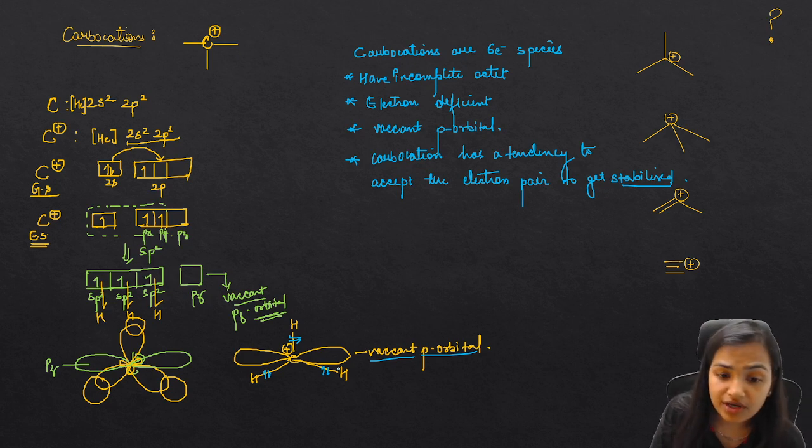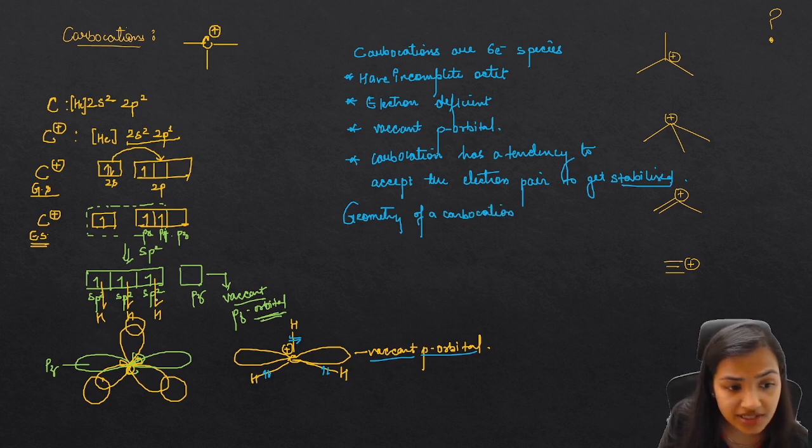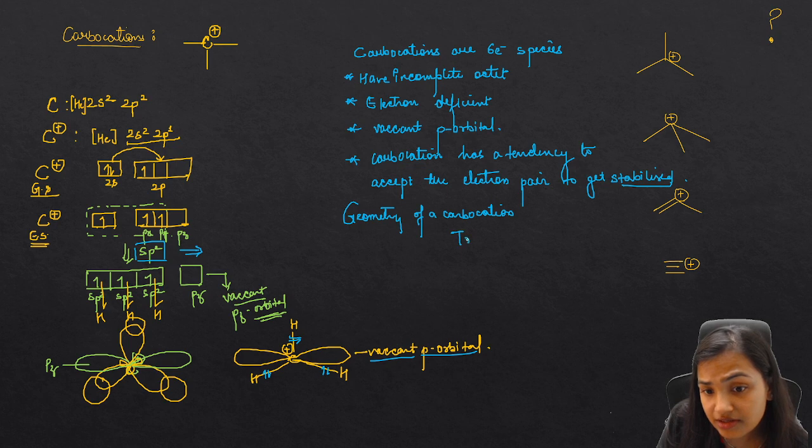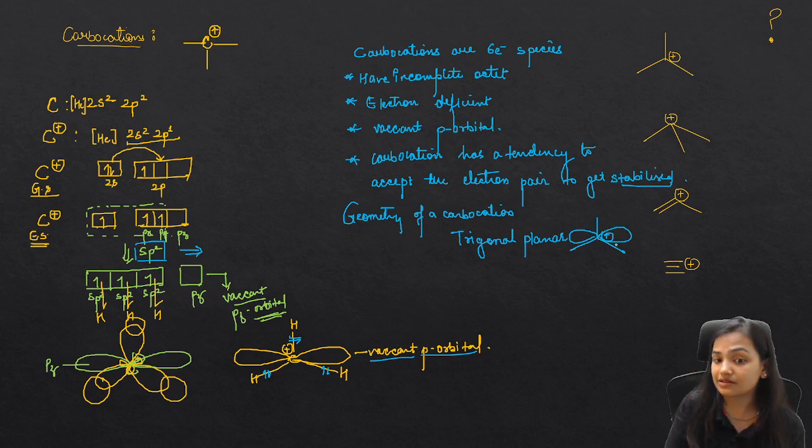Okay, so when we are talking about the geometry of a carbocation, the geometry of a carbocation should be sp2 hybridized. For sp2 hybridization, the geometry has to be trigonal planar. That is, a carbocation must have a trigonal planar geometry with a vacant p orbital. Okay, so the geometry has to be trigonal planar.